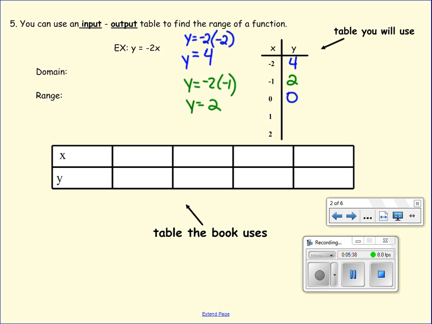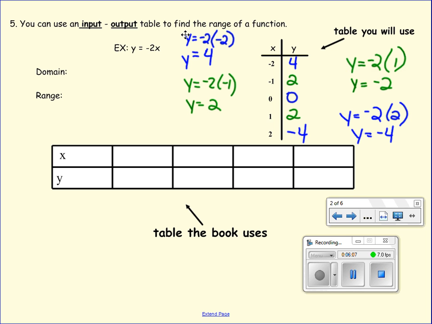In the next example, if our input was 1, y is equal to -2 times 1 plus 1, so y is equal to -2. Our output would be a -2. And finally, on our last example, if our input was 2, then y would equal -4. So here is our input-output table.